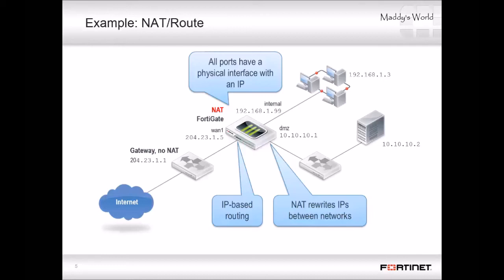Clients on each subnet send packets that are destined for a Fortigate virtual address, not the real address of the server, and Fortigate rewrites the destination IP and/or port number to the real one before forwarding the packet. Reply packets are rewritten to replace the real source with the virtual.